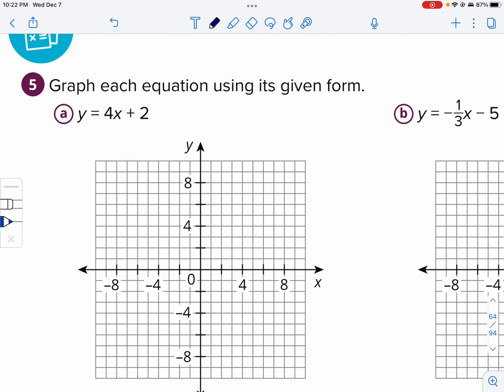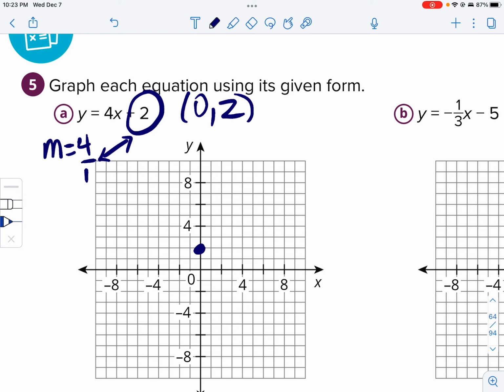Down here, graphing it. Okay, remember that I do my y-intercept first. This is my y-intercept. I do that first. I go here. Then my slope is 4, which is the same thing as 4 over 1. It is a positive slope, so it is going to go this direction. So I go up 4, 1, 2, 3, 4, I go over 1. I go up 1, 2, 3, 4, I go over 1.